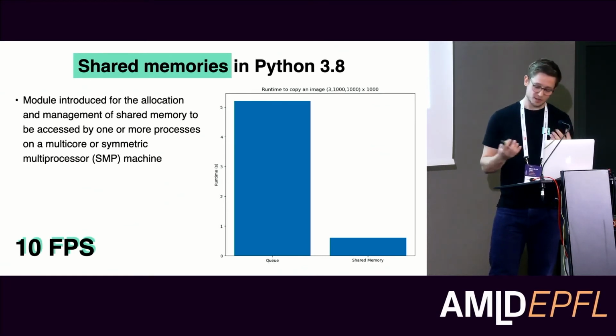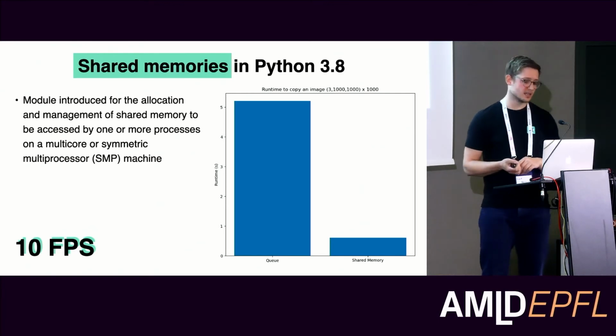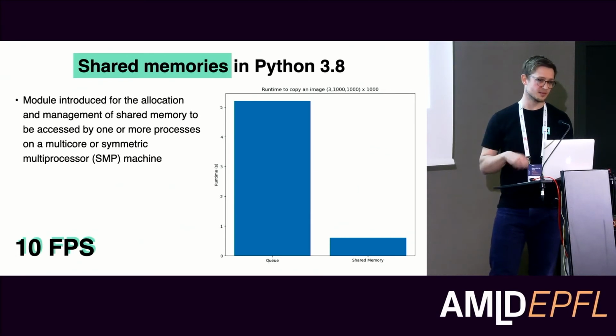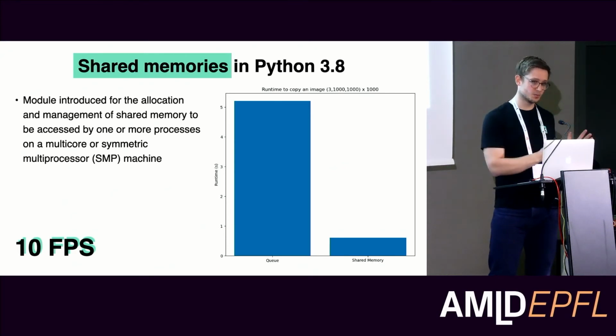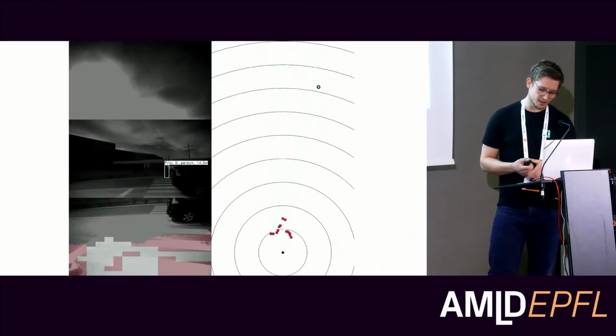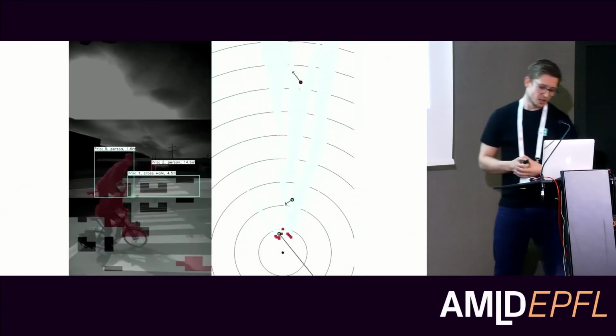And that's, I guess, one of the reasons why in Python 3.8, a module was introduced that allows us to allocate and manage shared memory and pass references to this memory between different processes. And you can see that if we switch just for the communication from a queue-based approach to a shared memory approach, we can have gigantic gains in performance. Here, you can see one of the bit older examples of what this brings us.